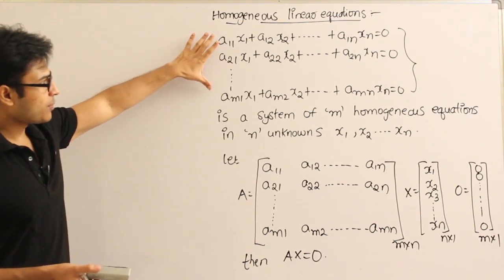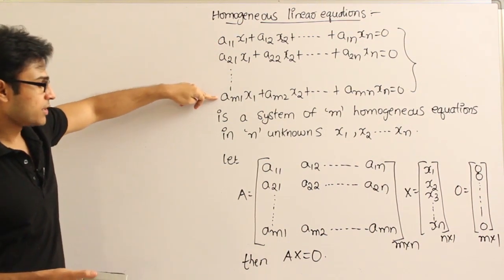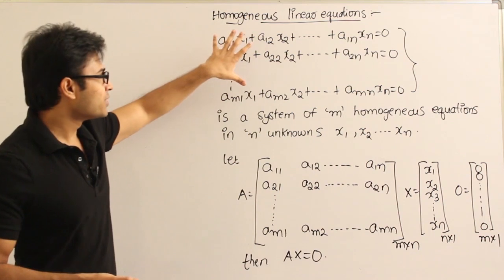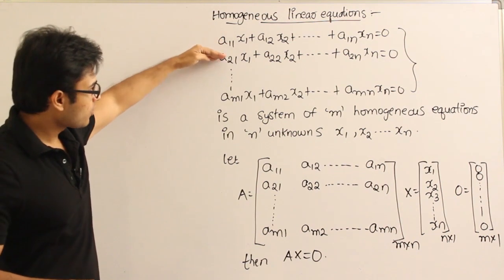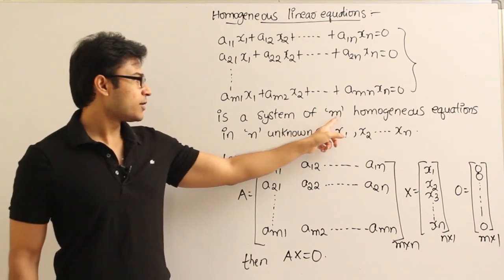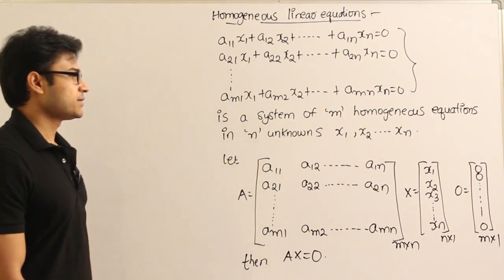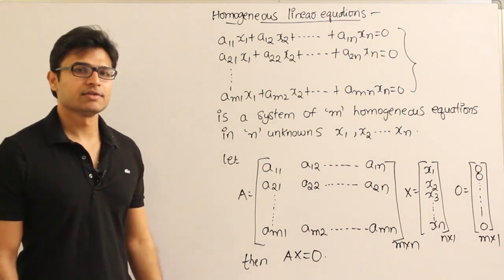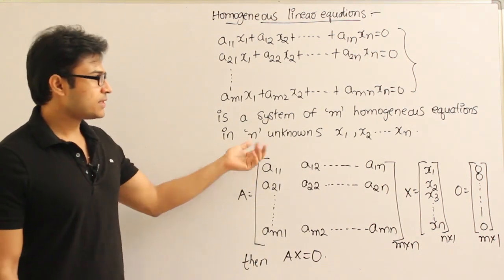If I have some number of equations, here I am taking m equations, 1, 2, 3 and so on up to m, and the number of variables are n, x1, x2 and so on up to xn. So this is called a system of homogeneous linear equations in which the number of equations is m and the number of variables is n. This is a system of m homogeneous equations in n unknowns x1, x2 and so on up to xn. So our ultimate aim is to solve such homogeneous equations. The theory that we have developed till now will be useful in solving these equations.